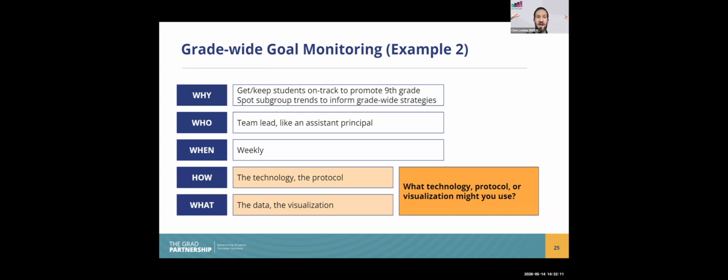If this were your why, who, and when, what technology or protocol might be appropriate for this why, who, when, and what data or visualization might you imagine designing to support a need like this that a team leader and assistant principal might have? Anyone want to come off mute and talk about what this might look like in their own context?